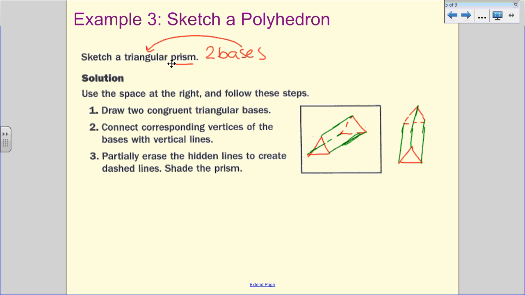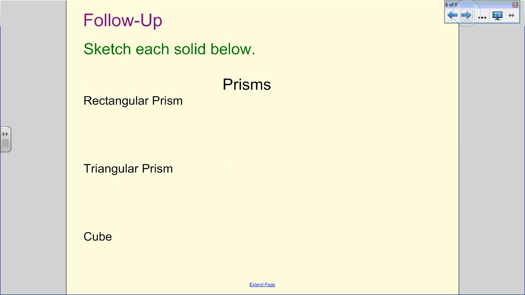And then they want us to shade the prism, so shade the front of it. So the front of it is this. This is the front of our prism. Here, this would be the front of our triangular prism there. All right? So that's what we're going to do here.